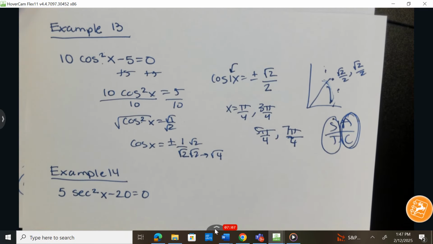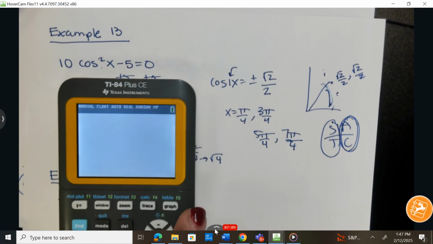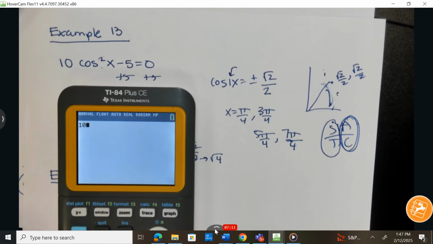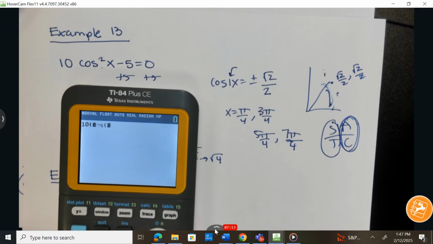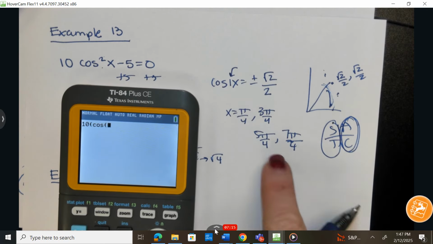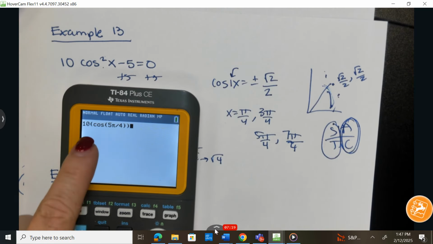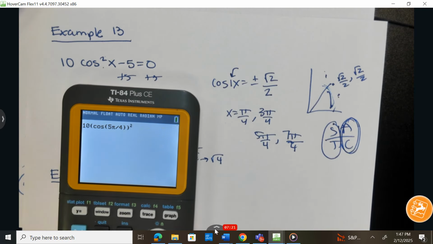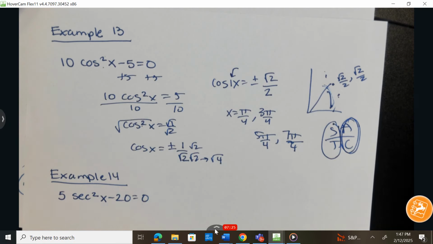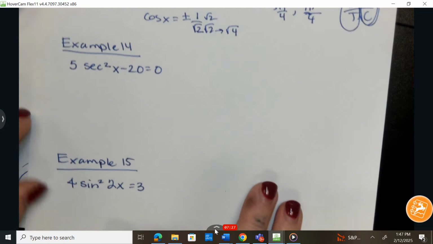Is there a way to ensure we did this correctly? Well, let's grab our calculator. We have 10 times the cosine. Now I can choose any one of these. Let's try 5 pi over 4. 5 pi divided by 4. I need to square this quantity and then subtract 5, and I should get an answer of 0, which I do. Let's go on to example number 14.